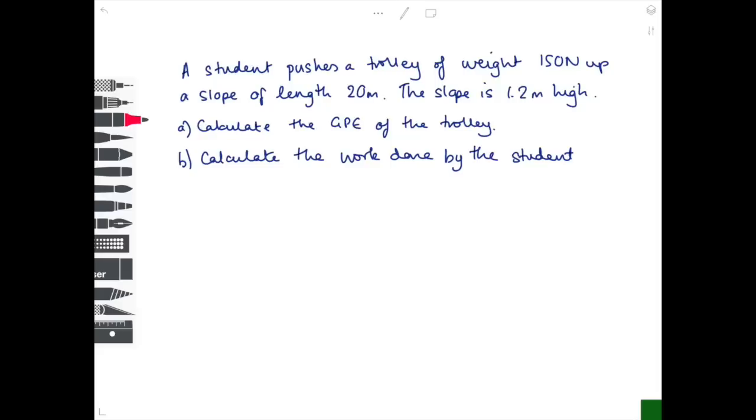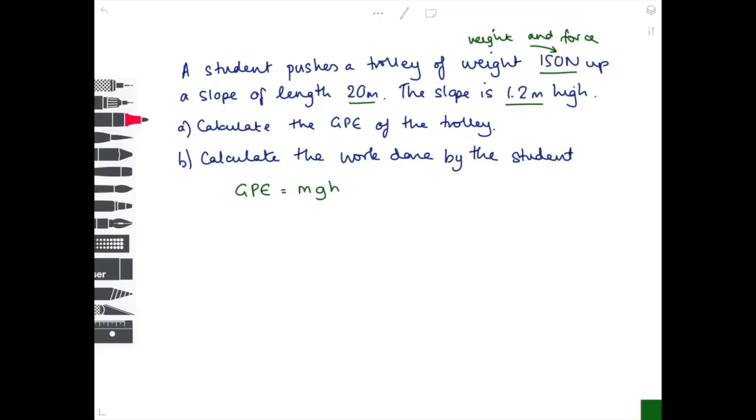So let's have a look at what we have here though. A student pushes a trolley of weight 150 newtons up a slope of length 20 meters. The slope is 1.2 meters high. Calculate the GPE, so that's the gravitational potential energy of the trolley, and calculate the work done by the student. So what do we have here? Let's identify. Look at the unit. It's a newton, which means it's both weight and force. We know the slope length is 20 meters and we know that it is 1.2 meters high.